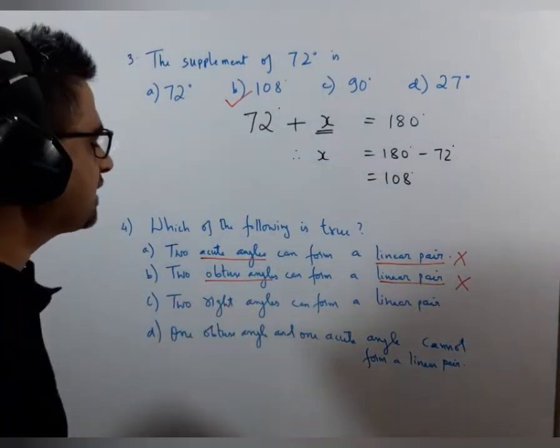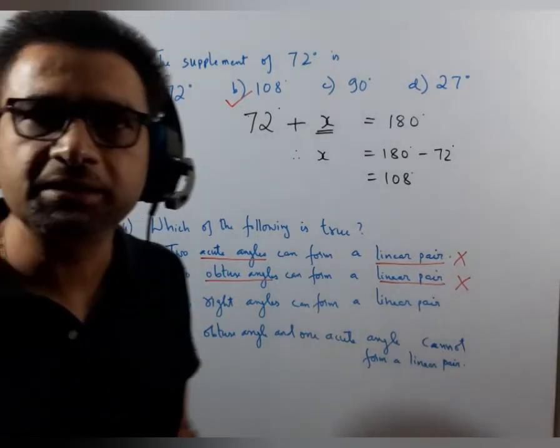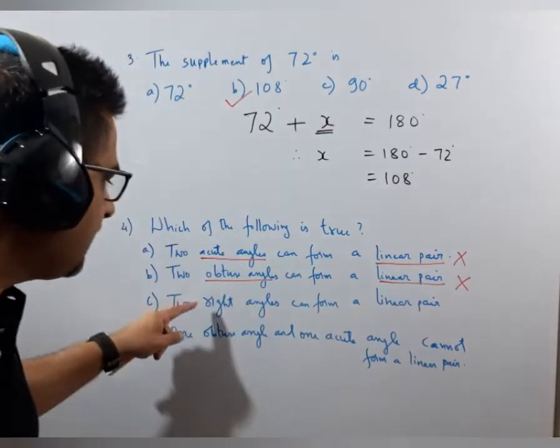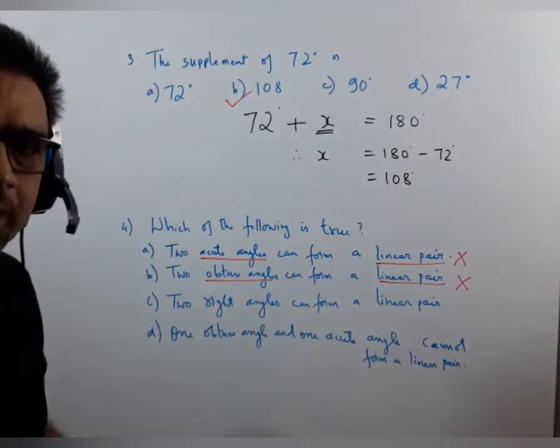Two right angles can form a linear pair. Looks like this is right. Why? Because a right angle measures 90 degrees, and there are two right angles.